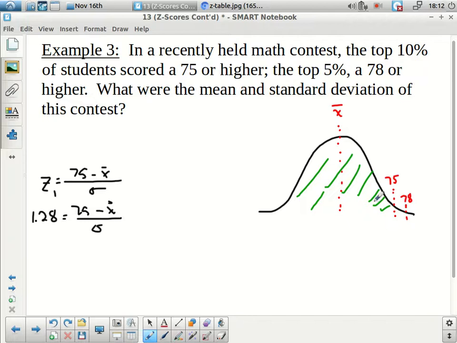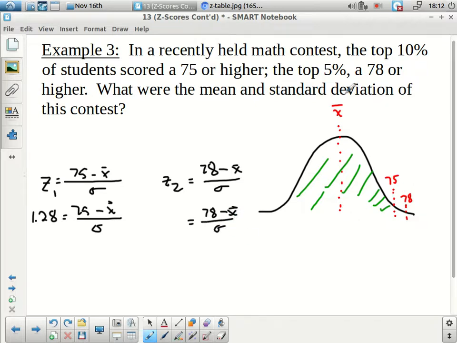But I can do it again for the 78. So I have my Z2 equals 78 minus the mean over the standard deviation. And I can look up the Z-score that corresponds to the top 5%.